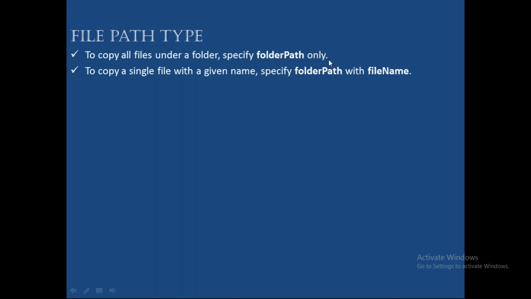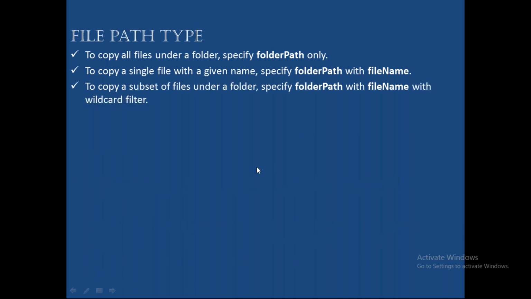Next, file path. What have we done to copy all the files in a folder, friends? We have used something called a wildcard, the star. In the same way, to copy a single file with a given name, specify the folder path and file name. To get just the single file, you need to specify the folder name and the file name: in which folder, what file to pick.